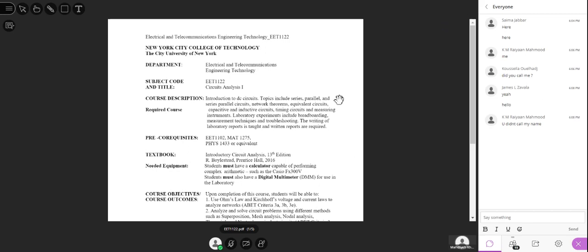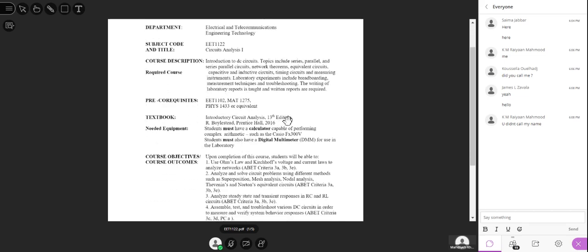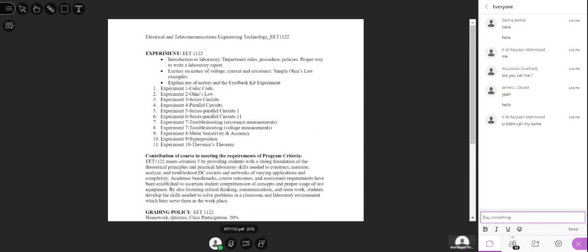Either way is fine with me, but usually you have to have the book because the homework will be from the problems at the end of the book. So you need to have access to the book. As you know, for the class, on Mondays we have the lecture, and on Wednesdays we have the lab section.